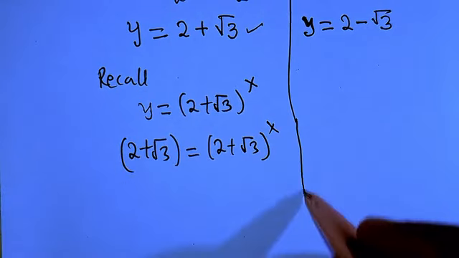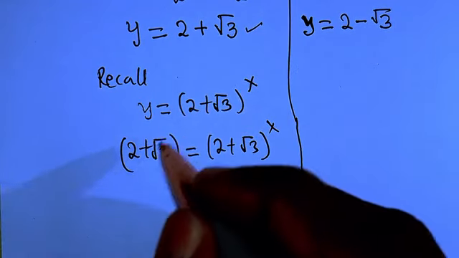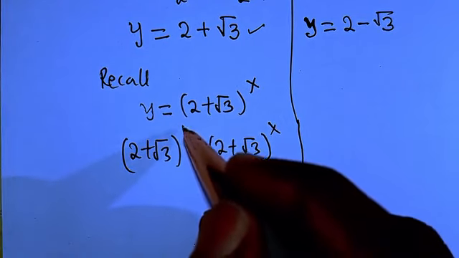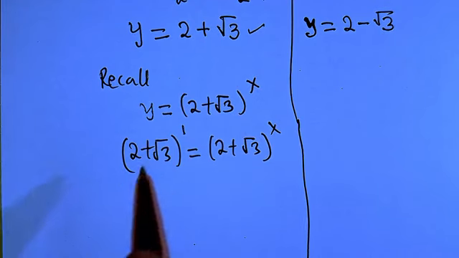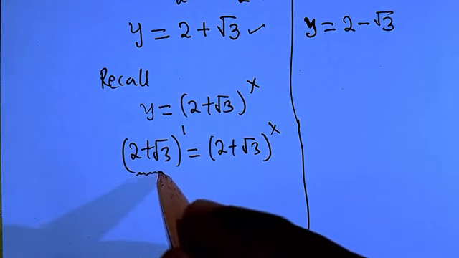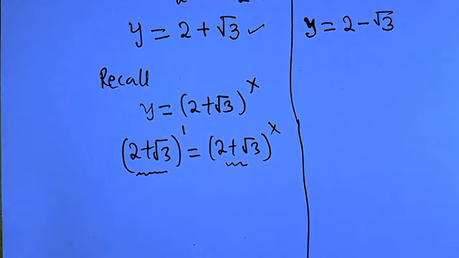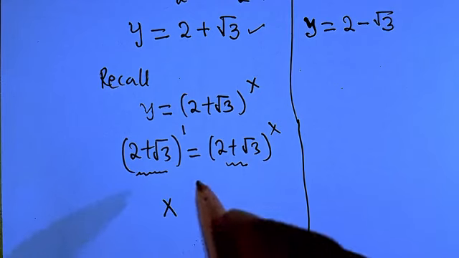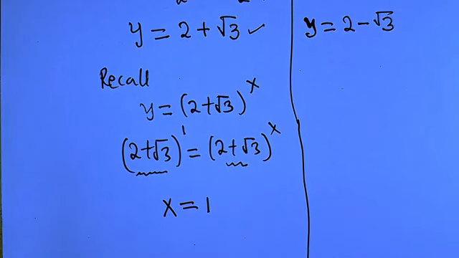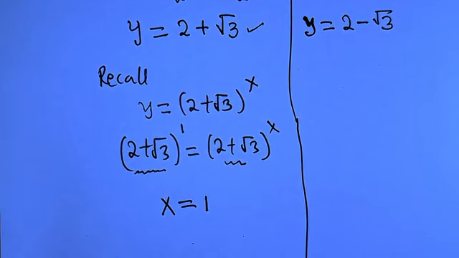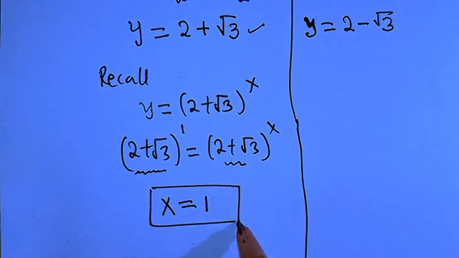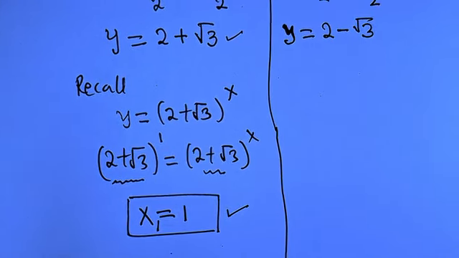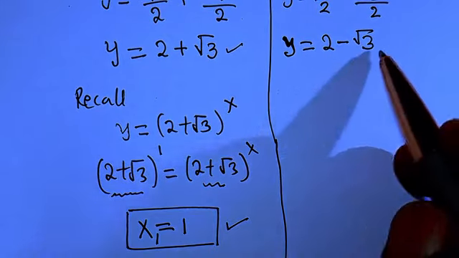So we can see from here we can write this as over what? Over 1. Yes, raised to the power 1 rather. So we can see we have this and we have the same base. So from there we deduce that x equals what? x equals 1 from the law of indices. So we have the first solution, x1. So now let's look at the second solution when we have y equals to this.